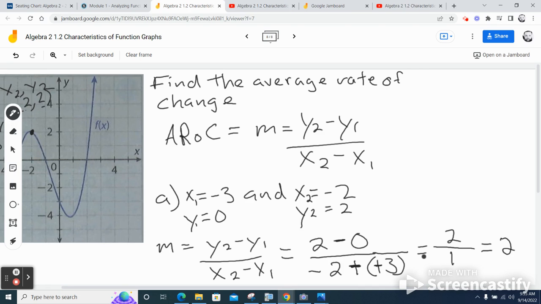Okay? And it doesn't give us any units. Mr. Adams was checking to see if it tells us the parameters of x and y, like is it miles per gallon or something like that? No, it doesn't tell us. So that is the average rate of change from here to here.